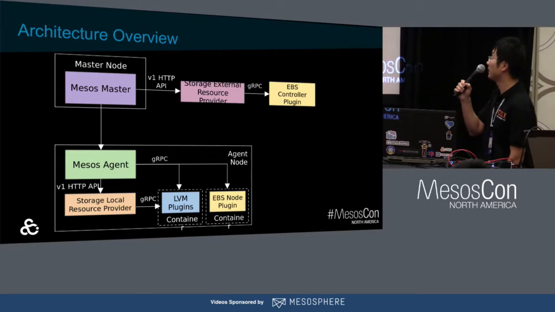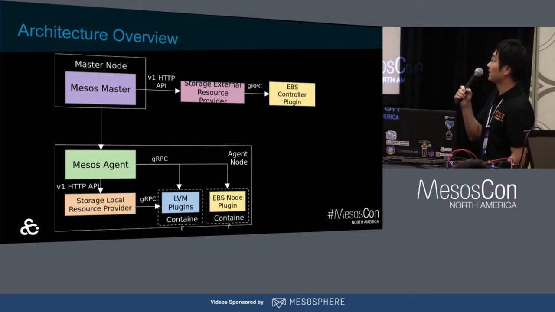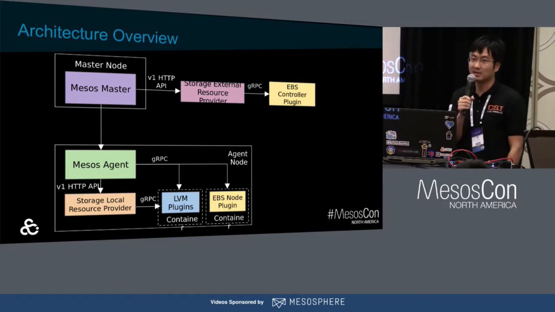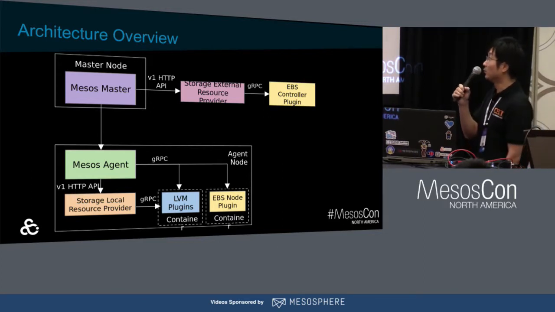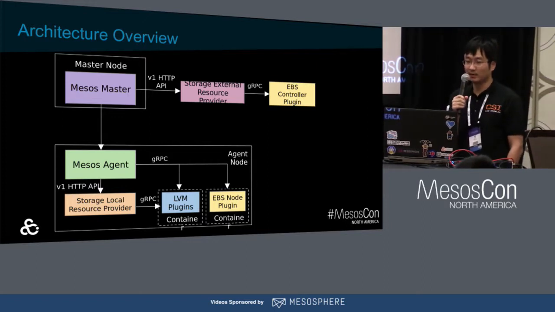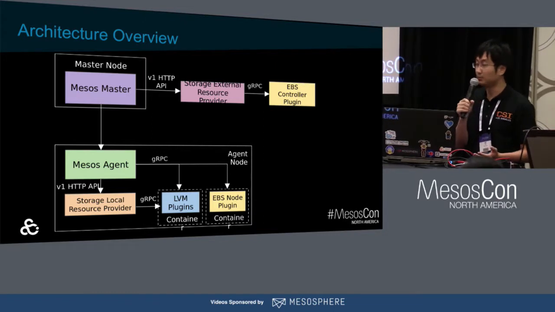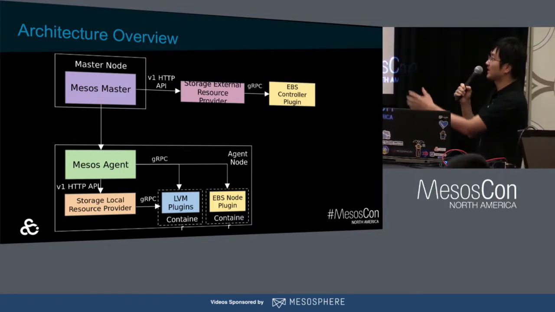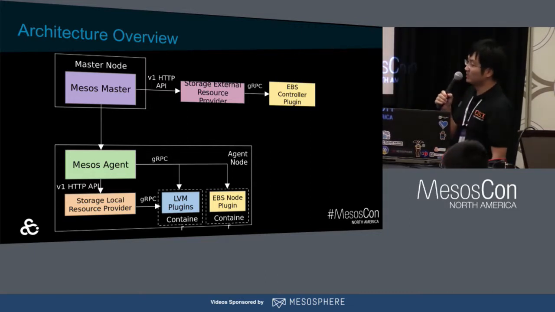In this case, for example, we have an EBS plugin here that the storage resource provider will talk to do dynamic provisioning and deprovisioning of volumes. And once the framework gets those disk resources and tries to launch a task using those resources, the master will send a task to the agent. And there's another plugin for EBS running on the agent node.